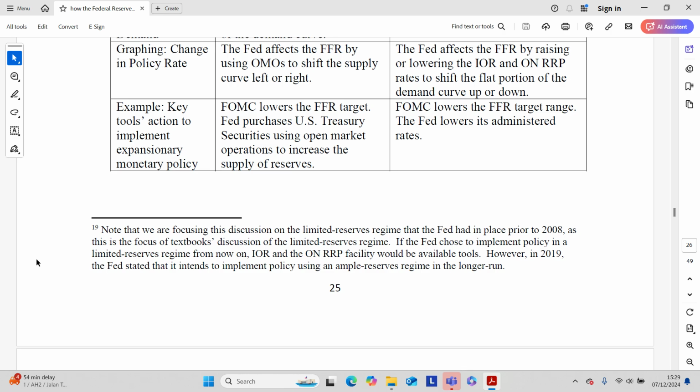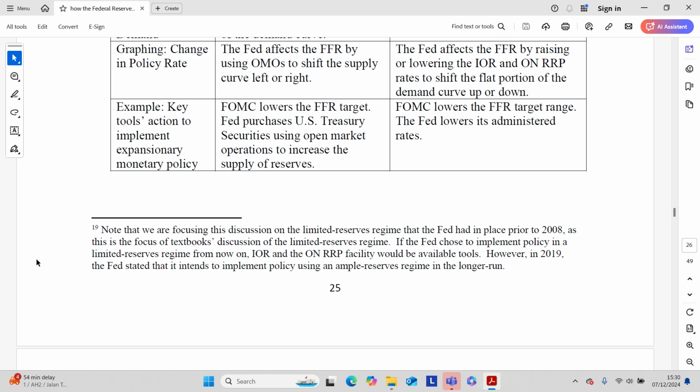Example key tool actions to implement expansionary monetary policy. In the limited reserve regime, the FOMC lowers the FFR target. The Fed purchases US Treasury securities using open market operations to increase the supply of reserves. However, in the ample reserve regime, the FOMC lowers the FFR target range. The Fed lowers its administered rates.